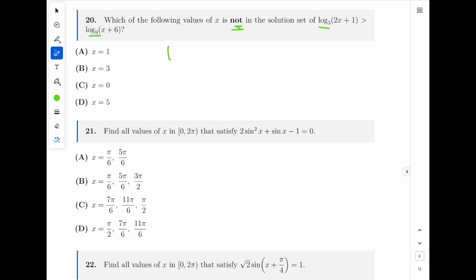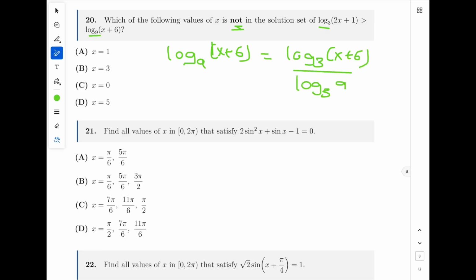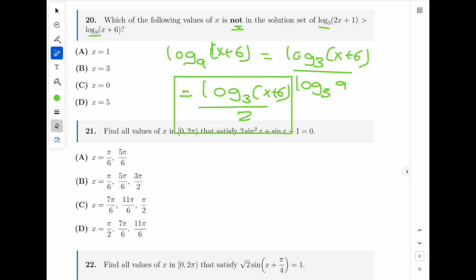So I'll do this quickly for you. Log 9 of (x plus 6). If I use the change of base with 3, I get log 3 of (x plus 6) over log 3 of 9, but log 3 of 9 is simply 2, so this is log 3 of (x plus 6) over 2. I hope you'll keep this in mind. I'll get this out of the way.